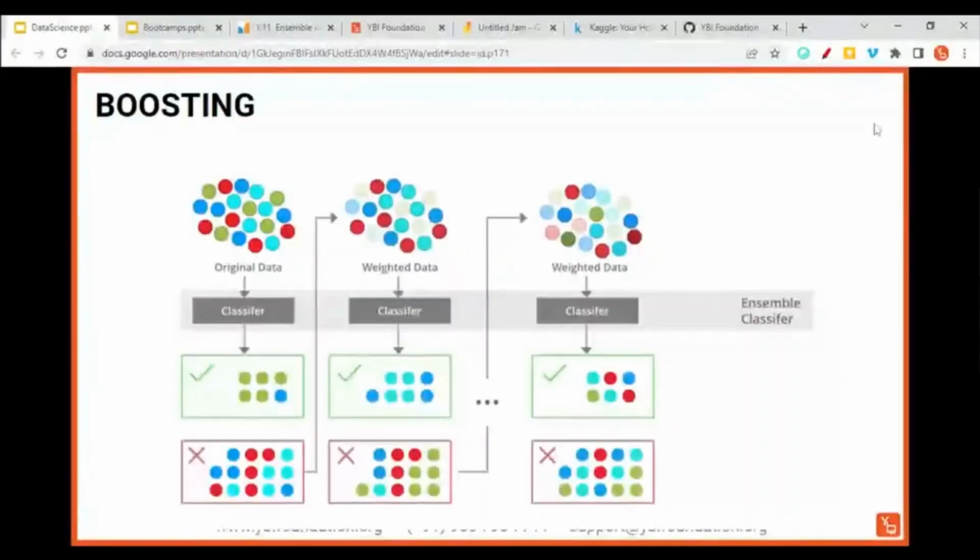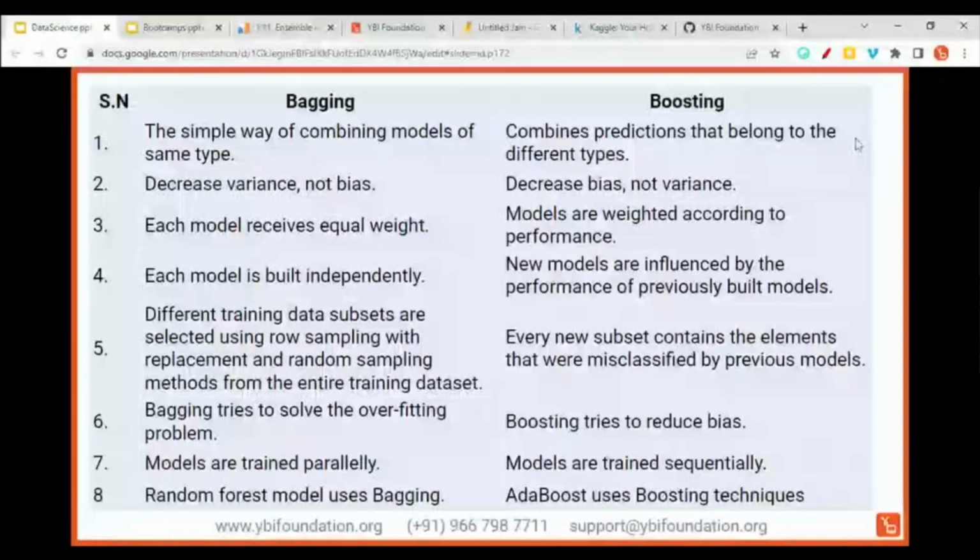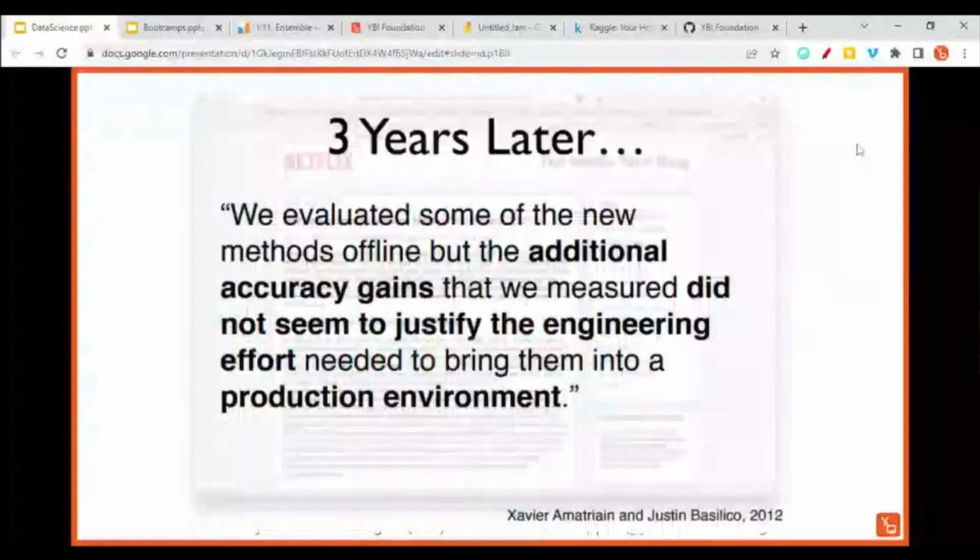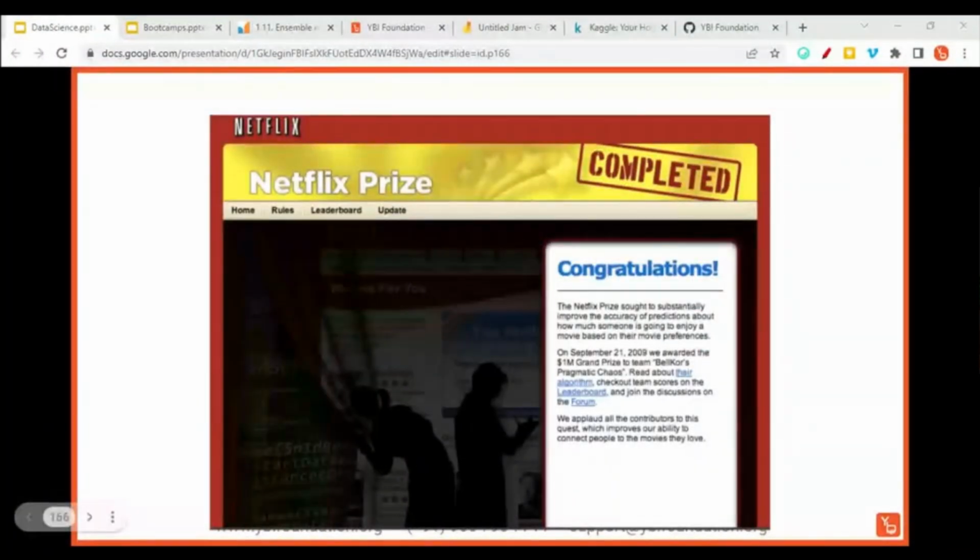Now the question arises: are these models always superior? Now there is some disclaimer, in the sense that then why is there a requirement or need to learn anything else than the ensemble model?